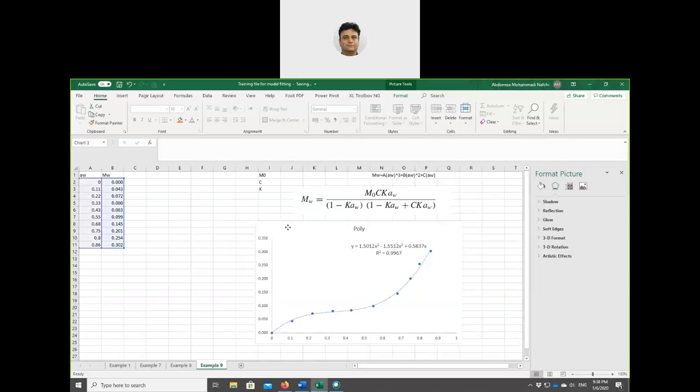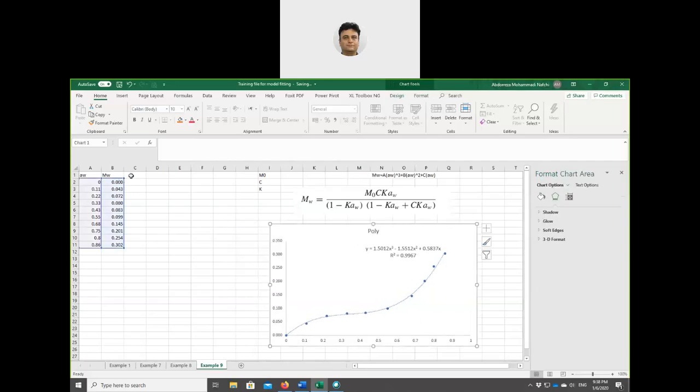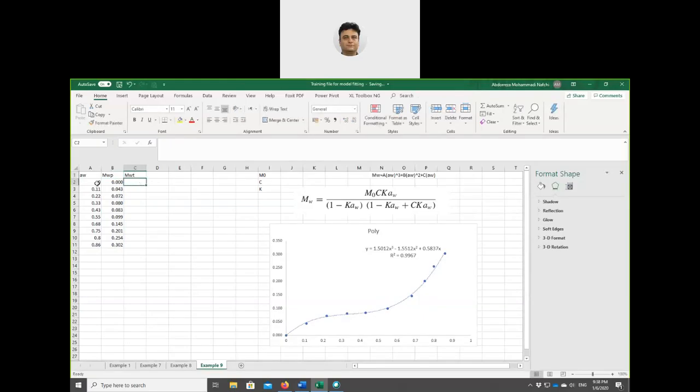Okay, so this is MWP. If you remember, this comes from practical measurement. We measured this one. This is MWT. I calculated it based on the GAB model. How do I calculate it? It's easy. Sorry, first I need to put a guess for M0, C, and K.